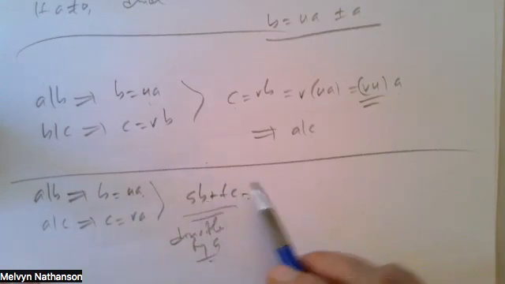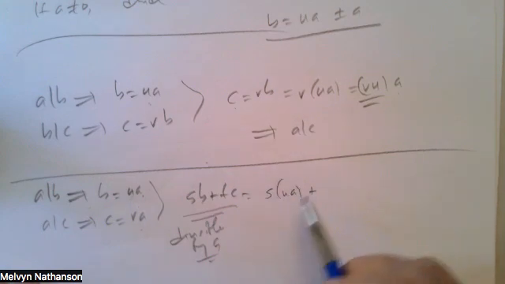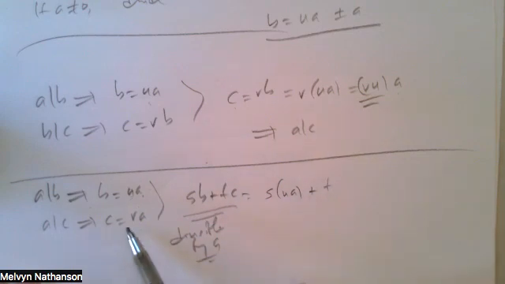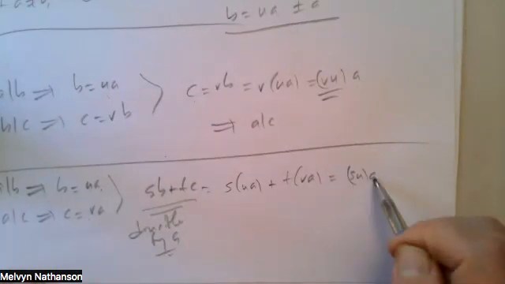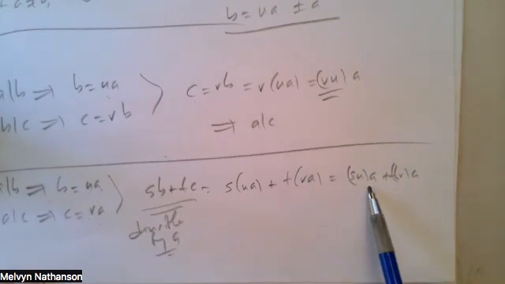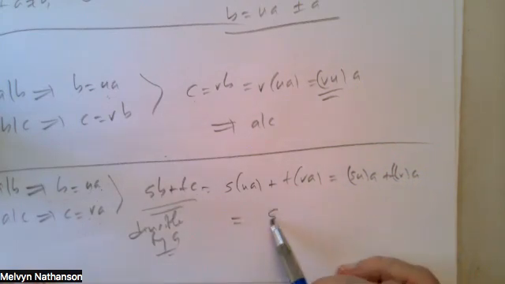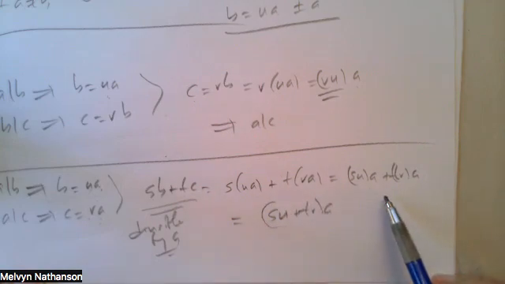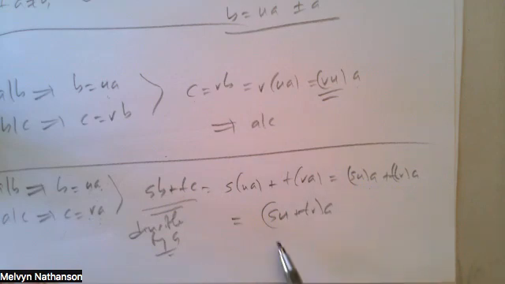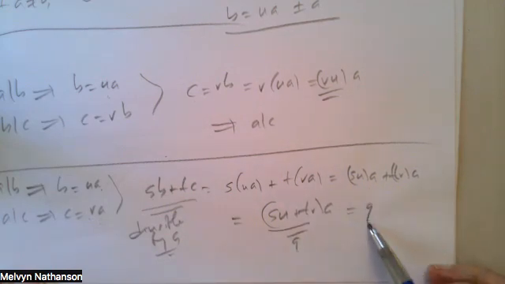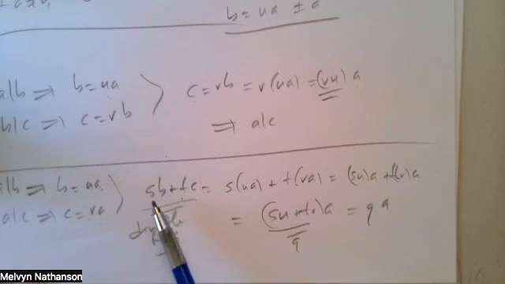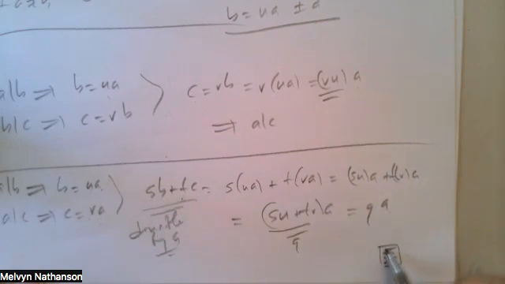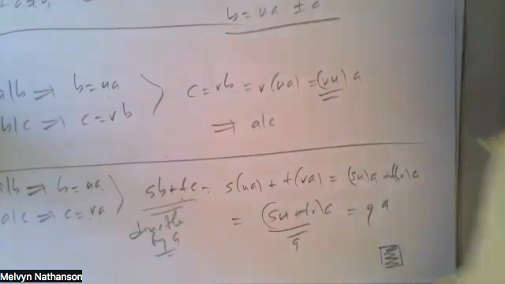Okay. So sb is s times ua, and tc is t times va, which I can write as su times a plus tv times a by associativity. And I can write this as su plus tv times a by distributivity. This is the distributive law. And if I call this number q, this is q times a. So a divides sb plus tc no matter what numbers s and t you choose. And that is the proof.